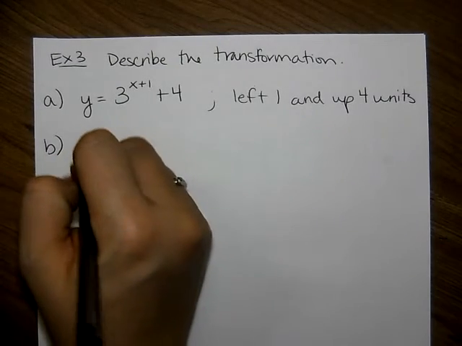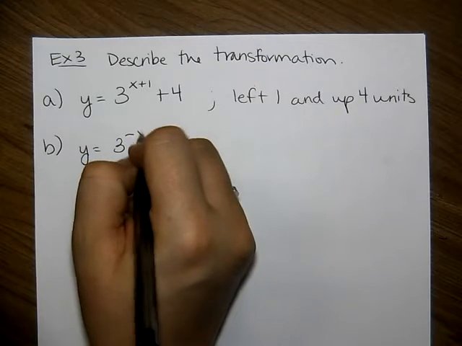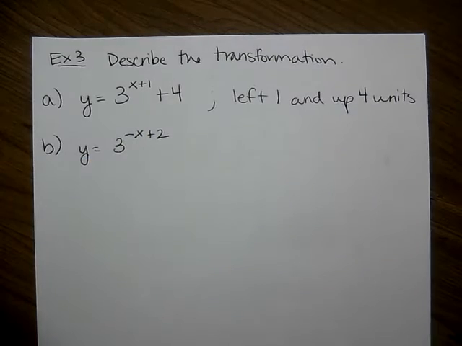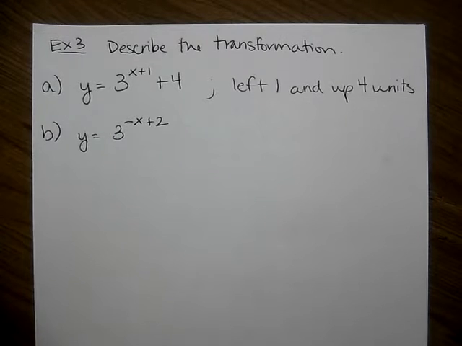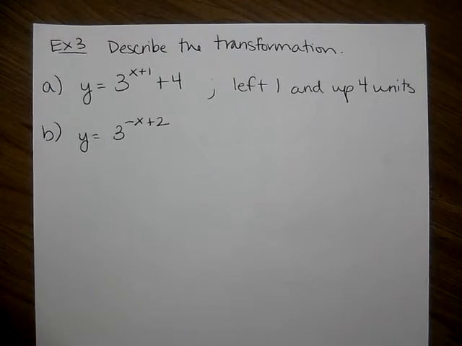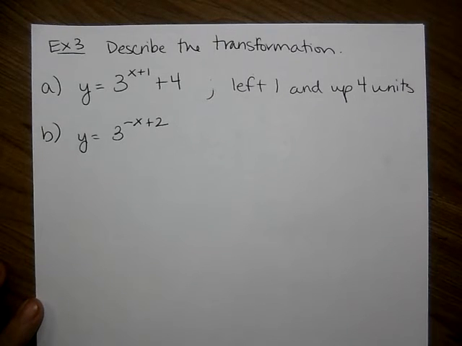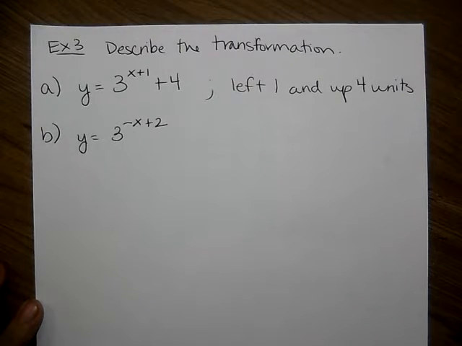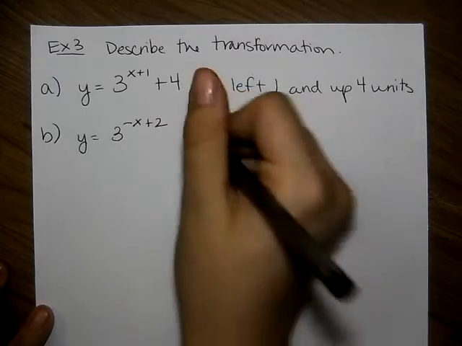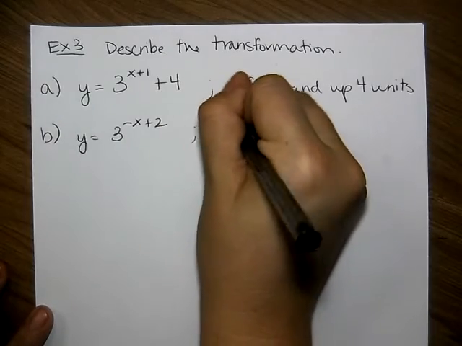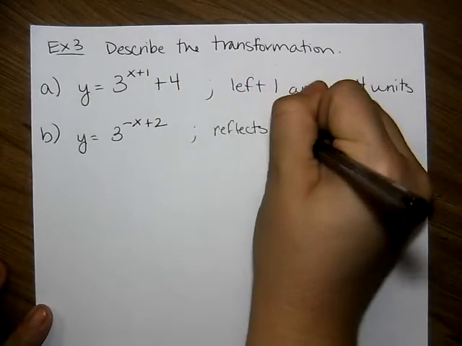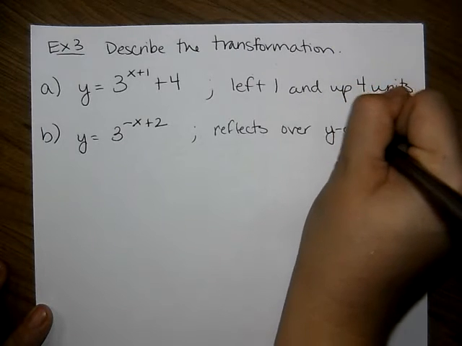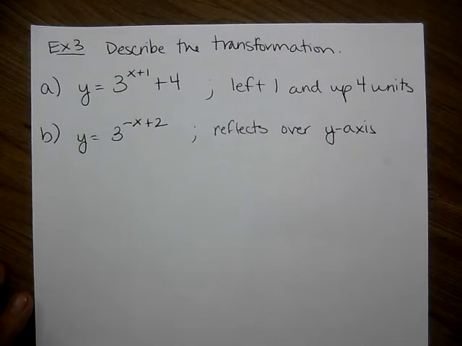What if you had y equals 3 to the negative x plus 2? Think about that one for a second. There's a reflection, right? Is it over the x or over the y? Good. So it reflects over the y-axis. How about that shift? Is it left or right?